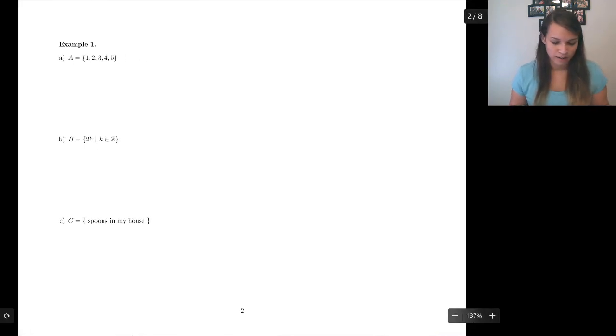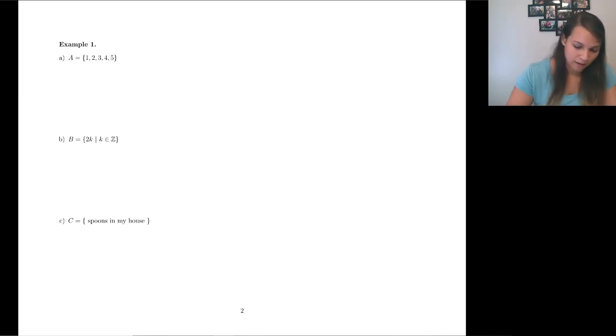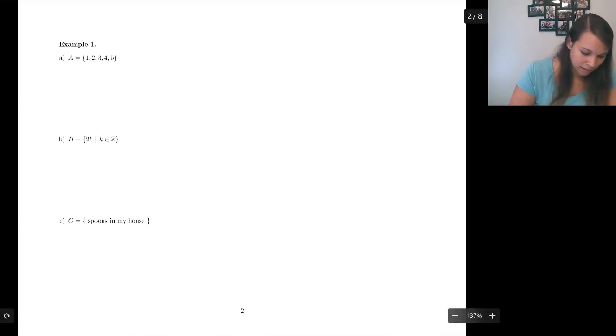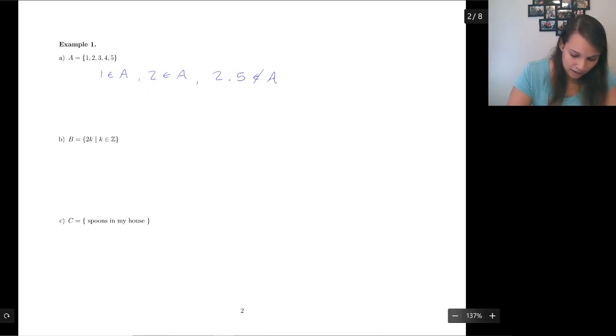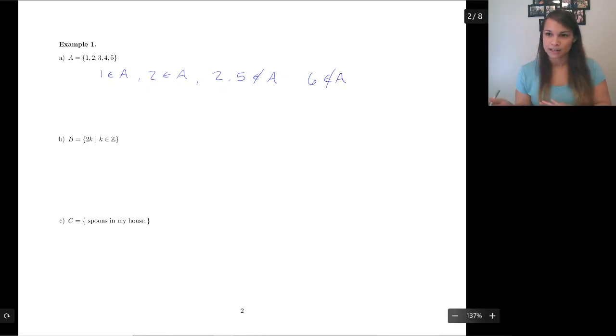So first off, we've got a set A, and that's just the numbers 1, 2, 3, 4, and 5. Things that are in this set: the number 1 is in this set. The number 2 is in this set. 2.5 is not in this set. And 6, kind of fitting the pattern of 1, 2, 3, 4, 5, is not in this set either because the set ended at 5.